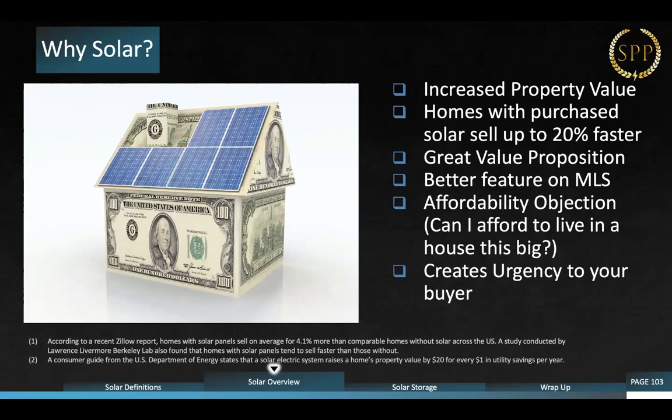A consumer guide from the U.S. Department of Energy states that a solar electric system raises a property's home value by $20 for every $1 in utility savings every single year. It's a huge number. This is how we put those factors in.